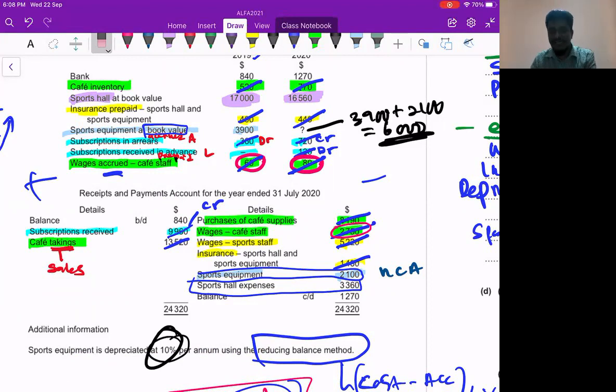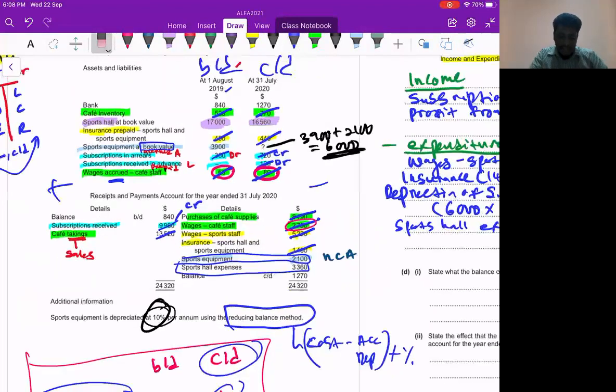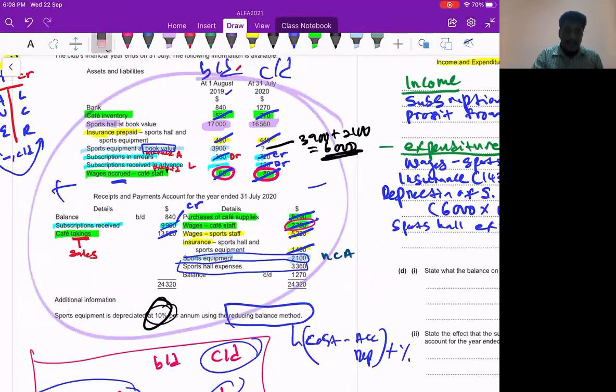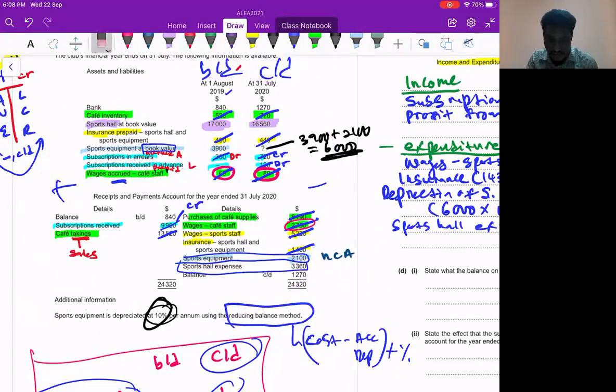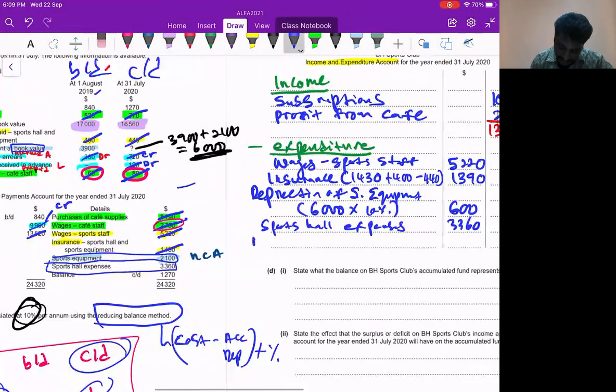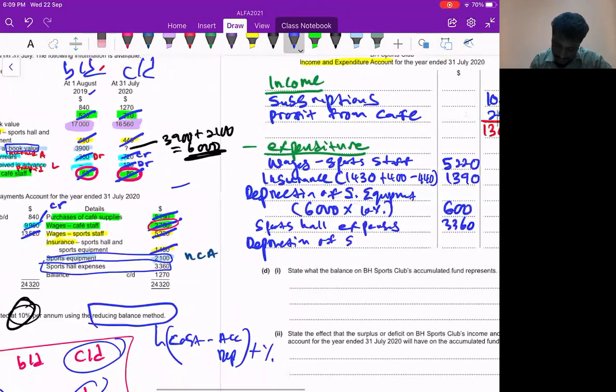It is depreciation. The question doesn't tell you, they don't talk about depreciation here, but you as an accounting student should know this and must check this. Your non-current asset value reduced means either you sold it or not. Did you sell the sports hall? No, you didn't. So the value reduced means it is depreciation. So you need to go here, right? Depreciation of sports hall.